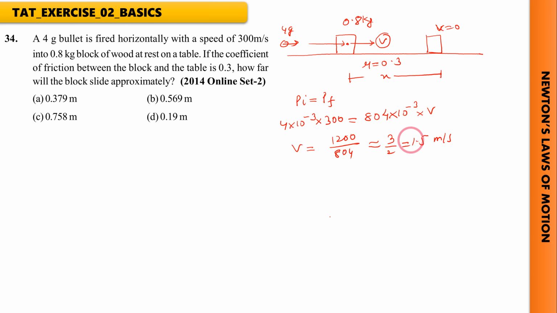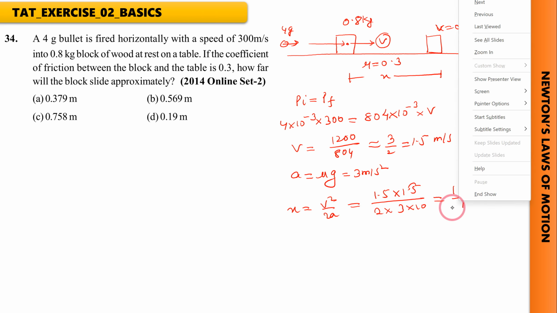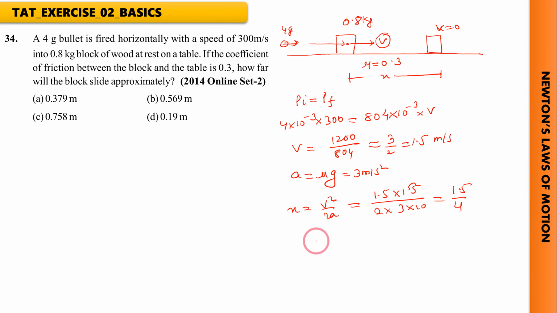We can take it approximately as 3 by 2, meaning 1.5 meter per second. So this is the speed with which it is moving. How much is the retardation? See, retardation on a rough surface is given as mu g. So it is 3 meter per second square is the retardation. So x equals v square upon 2a. Now this is 1.5 into 1.5. Rest is the solving. 2 into 3. So it is coming 1.5 by 4. So it is 0.379. So the answer is A.